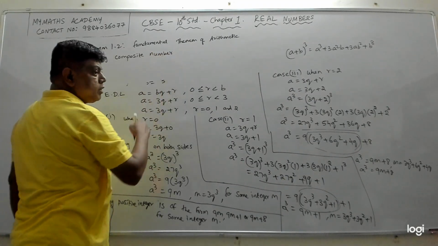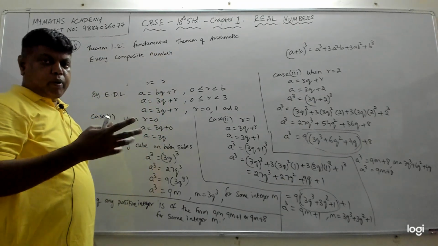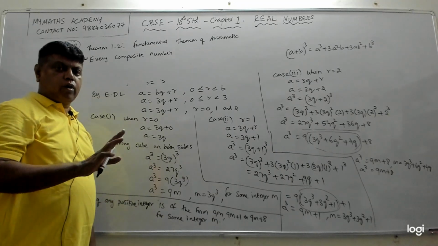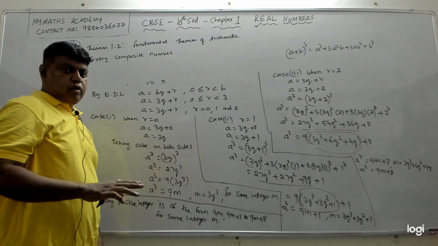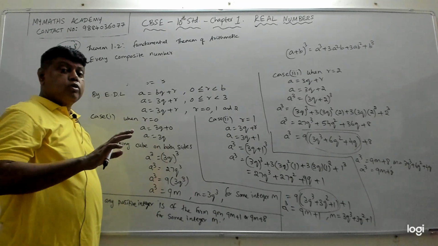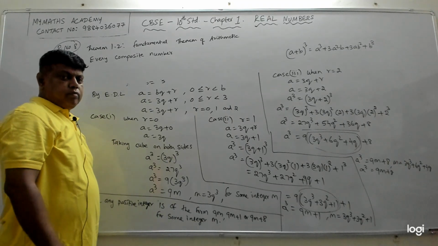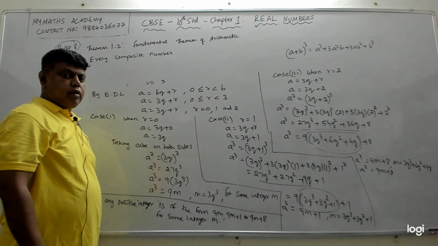A composite number means what? A number which is not a prime number and also it is not 1. 1 is not a composite number. Right? A number which is not a prime and which is also not equal to 1. That is called a composite number.